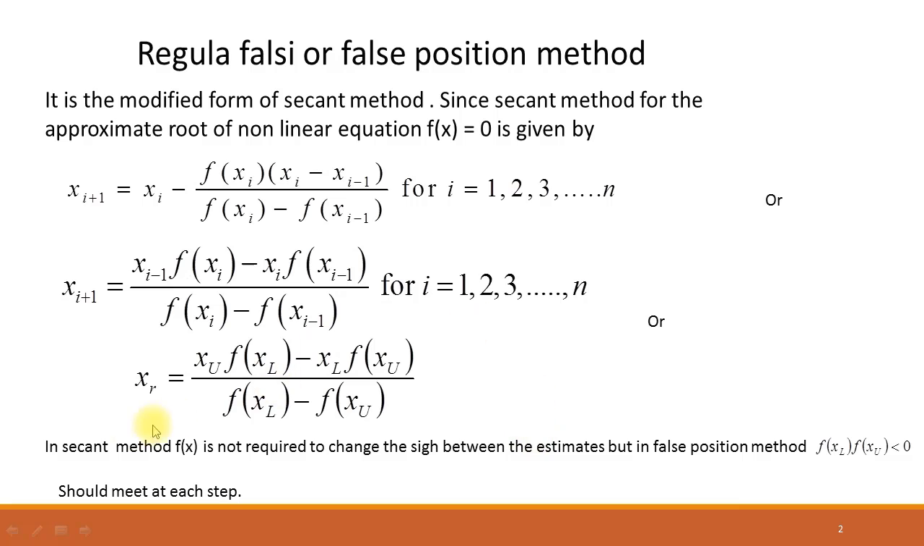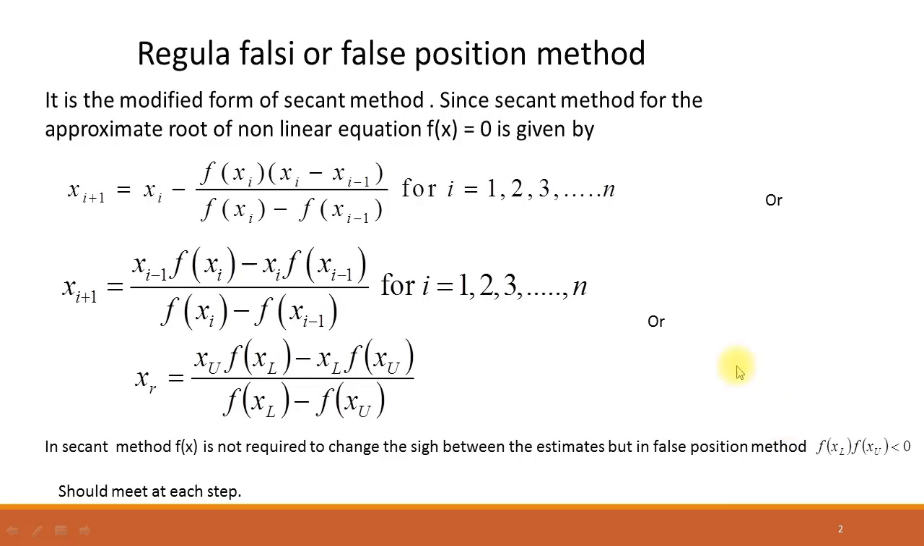In secant method, the function is not required to change the sign between the estimates, but in false position method the function has opposite signs on the initial guess values. When we choose two points x_l and x_u, then the function has opposite signs on these two initial roots.